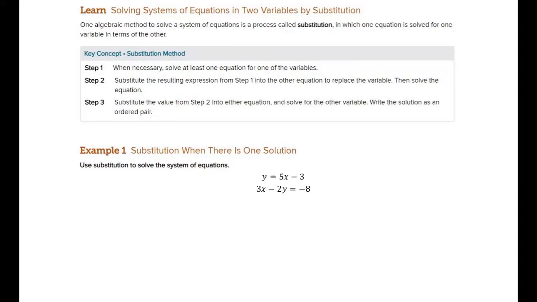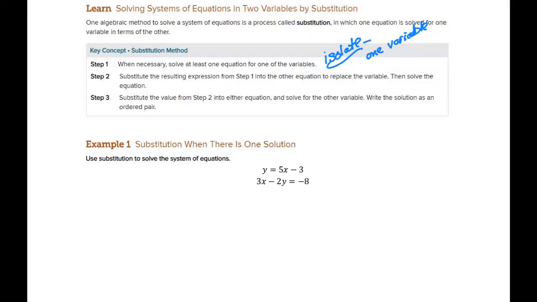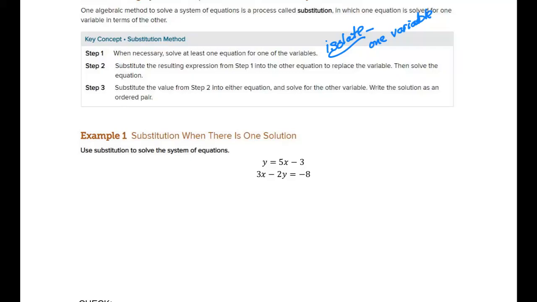All right, key concept. Step 1, when necessary, solve at least one equation for one of the variables. So basically you are going to isolate one of the variables, whichever one looks easier to isolate. Could be the y, it could be the x, but you want to get x equals something or y equals something.